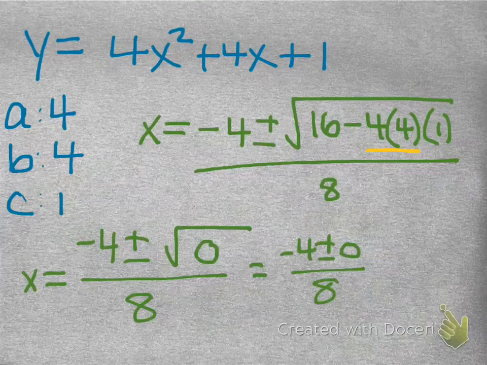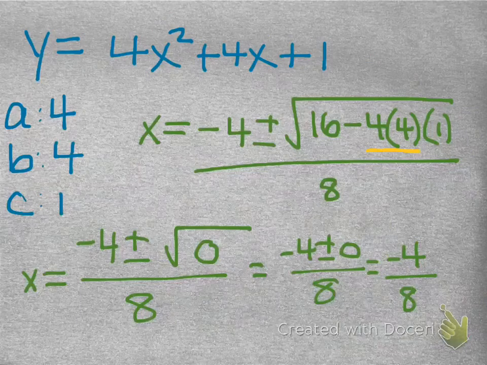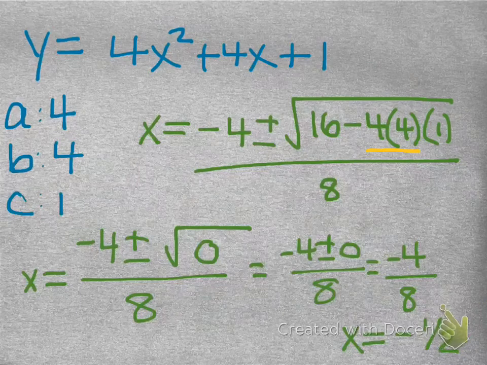Well, what's negative 4 plus 0? Negative 4. What's negative 4 minus 0? Negative 4. So we just have one solution. Negative 4 over 8. However, we can reduce this, and our solution, which is our x-intercept, which is our 0, is negative 1/2. So we only have one solution in this instance, and that's okay.